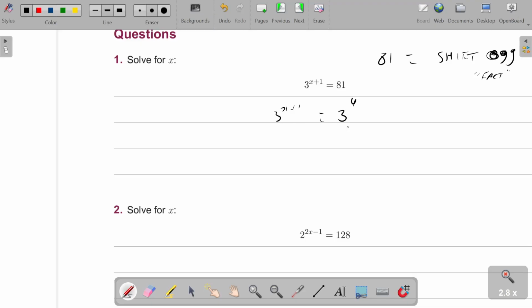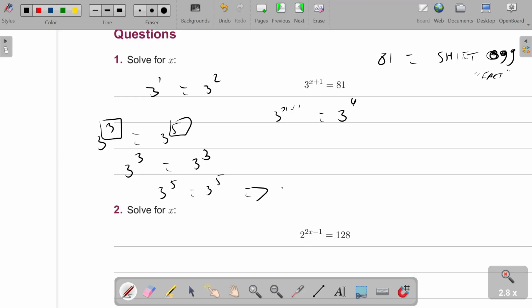Now, if these two things are equal, right, you know that 3 to the power of 1 is not equal to 3 to the power of 2, right? 3 to the power of 3 cannot be equal to 3 to the power of 5. Those are completely different numbers. So if you have some particular power, the powers have to be the same, right? In other words, 3 to the power of 3 is equal to 3 to the power of 3, right? 3 to the power of 5 is equal to 3 to the power of 5. In other words, 5 is equal to 5. That's the understanding I want us to establish over here.